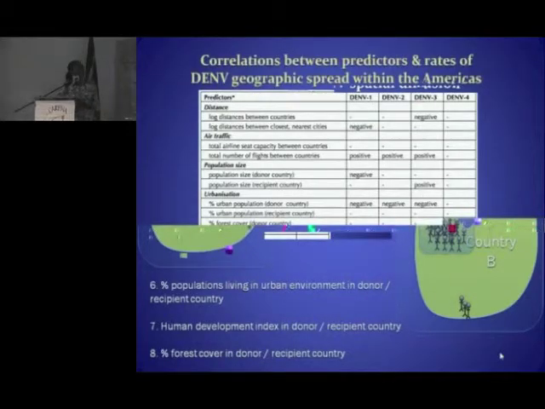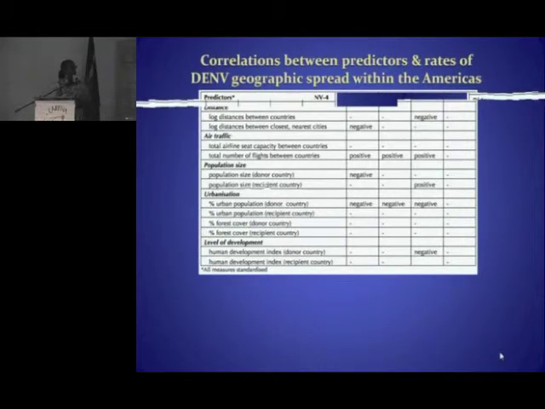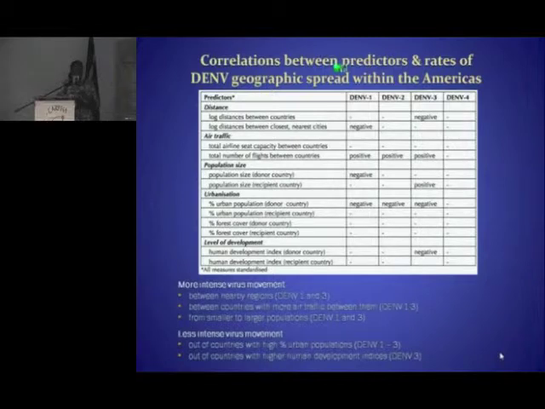Basically what we've pulled from these analyses is that there's more intense virus movement between nearby regions, and more intense movement between countries with more air traffic between them. These seem a bit intuitive. But there's also more intense movement from smaller to larger populations, less intense viral movement out of countries with high urban populations, and less intense movement out of countries with high human development indices.